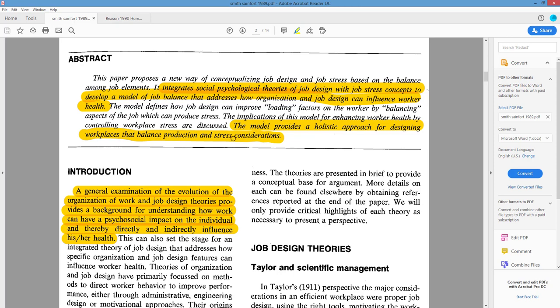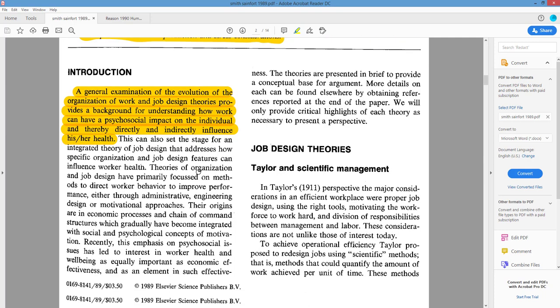So it's designed to recommend an interactive model or a work system model that takes into account a wide variety of work design or job design, social psychological theories, to address the stress, and it's both physical and psychological stress, and we'll get into that. So let's get into the review.